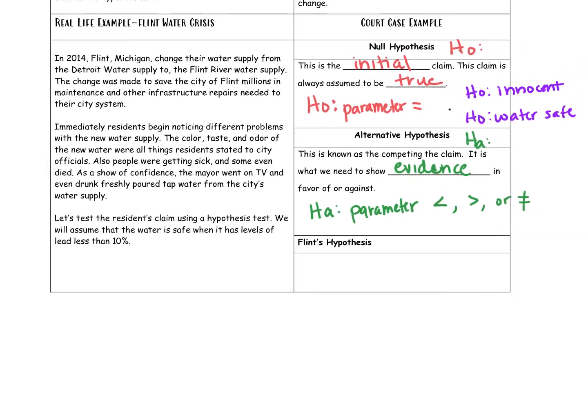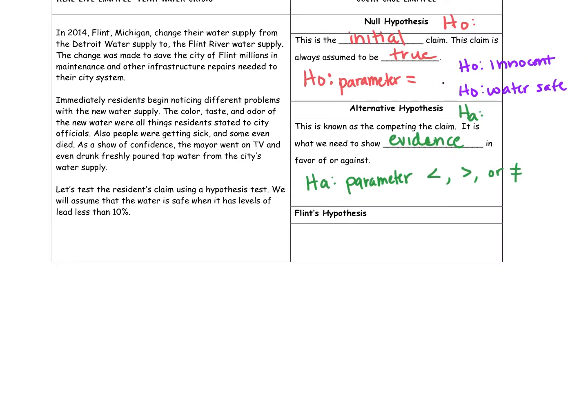So we come back to the Flint case. Here's what we have. In the Flint case, it says, immediately residents began noticing different problems with the new water supply. The color, taste, and odor of the new water were all things residents stated to the city officials. Also, people were getting sick and some even died. As a show of confidence, the mayor went on TV and even drank freshly poured tap water from the city's water supply. Let's test the residents' claim using a hypothesis test. We will assume that the water is safe when it has levels of lead less than 10%. So they're telling me it's safe. I'm defining safe right now as a lead level that is less than 10%.